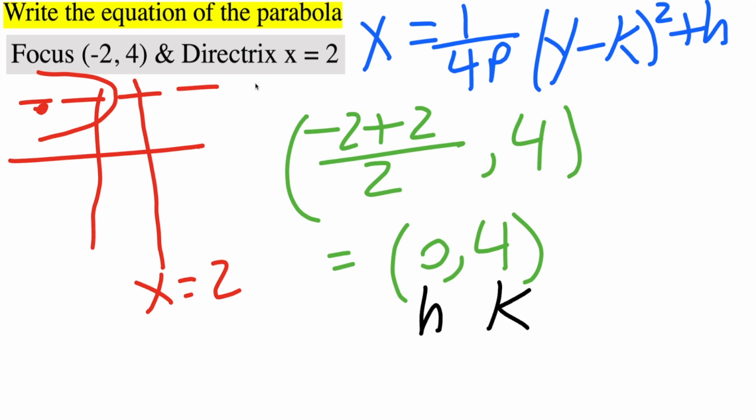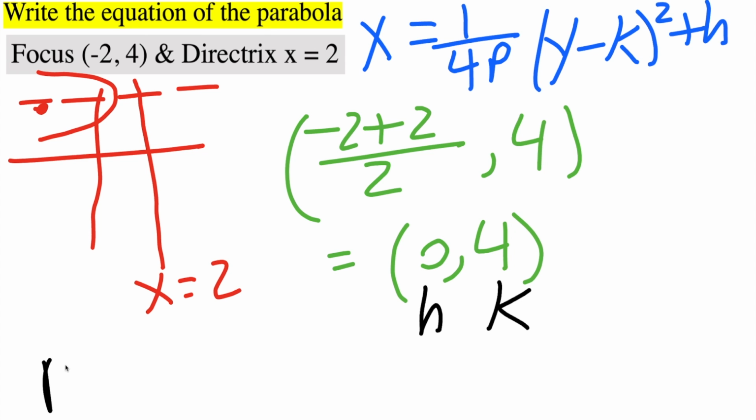And now we need to get the p-value, and the p-value is the distance from the vertex to the focus, and it can be negative. And so if you go left, it's going to be negative. If you go down, like in the other problem, it would have been negative. So we're going left. We're going from here, we're going backwards. We're going left. So it's going to be negative.